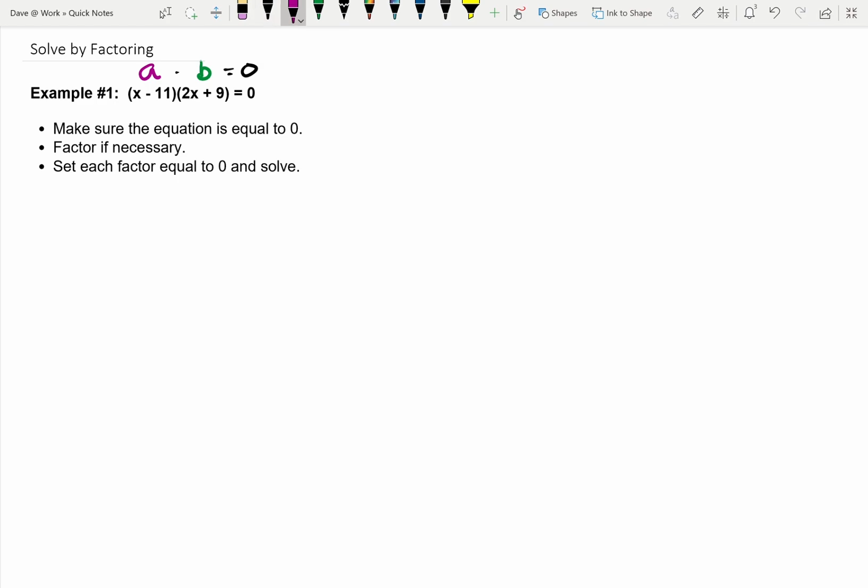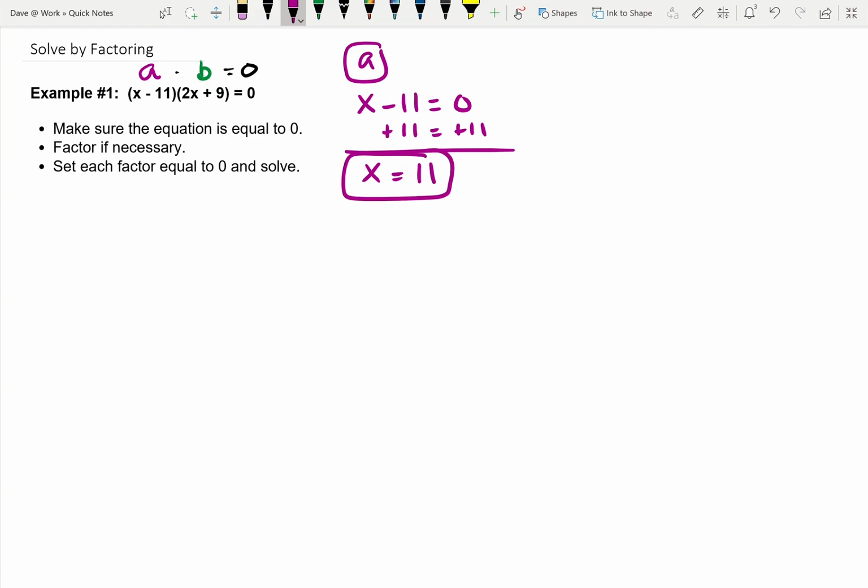So, if I look at the A piece, I am basically saying I need to know when x minus 11 equals 0. If I solve by adding 11 to both sides, I will get x equal to positive 11. That's going to be one of my solutions.